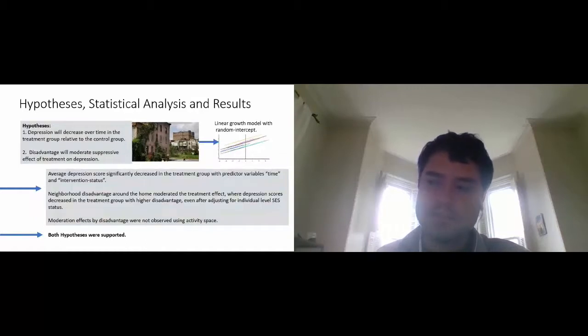An empty random intercept model indicated that 67% of variability in depression score could be accounted for by the individual. After fitting the predictor variables of time and intervention status, the average depression score decreased significantly in the treatment group. Neighborhood disadvantage around the home moderated the treatment effect. Depression scores decreased significantly in the treatment group with higher disadvantage, even after adjusting for individual level socioeconomic status. Moderation effects by disadvantage were not observed using the activity space.